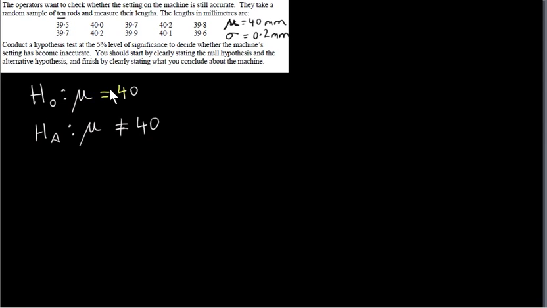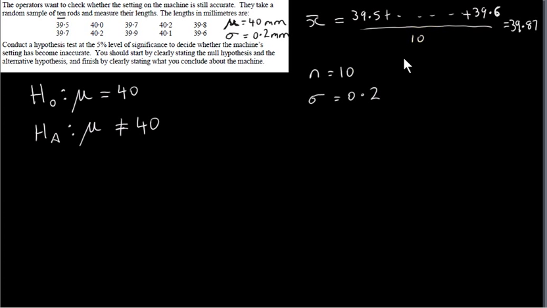So what we want to do is use the sample mean, the mean of this sample of 10 values, to test this hypothesis. So we need to calculate x bar as the sample mean. We just have to add up all these values, 39.5 all the way to 39.6, and divide all of that by 10. So the sample mean is 39.87 millimeters.